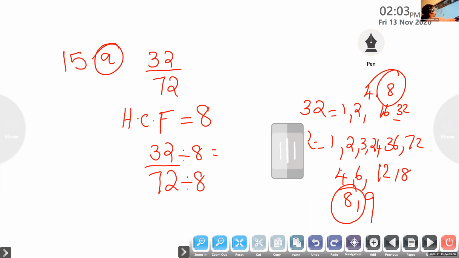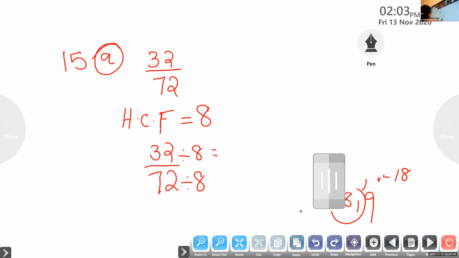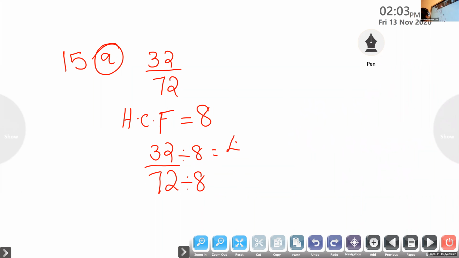So children, any method you can use to find the answer. 32 divided by 8, you will get 4. And 72 divided by 8, you will get 9. So the answer is 4 by 9. Can you do the next one? Yes, children, do question number B.